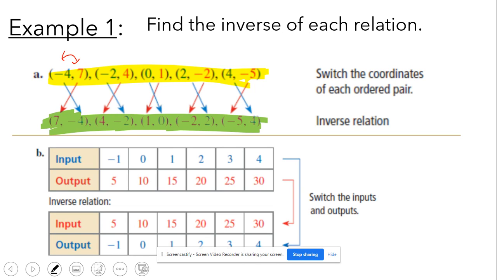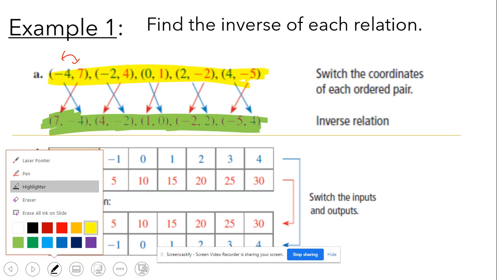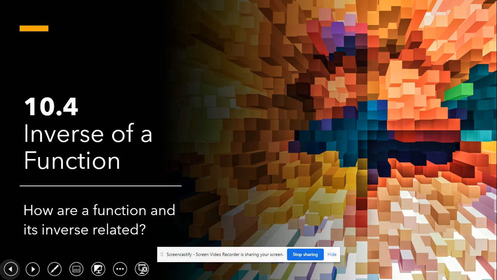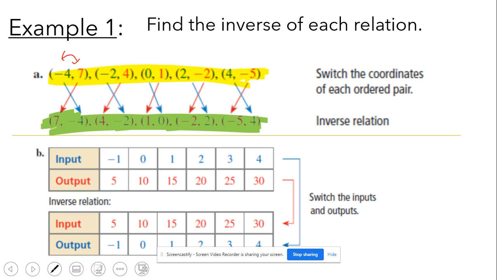And you can see that whether you see it in a set of points or if you see it in a table where we're talking about the inputs and the outputs. So for example, if I have an input of negative 1 comma 5 in my function, in the inverse it'll be 5 comma negative 1. We're just switching the x and y values. If I have 0, 10, 0 my input, 10 my output, in the inverse, then 10 is my input and 0 is my output. So you're just switching the x and y values or the inputs and the outputs when you're dealing with the inverse.